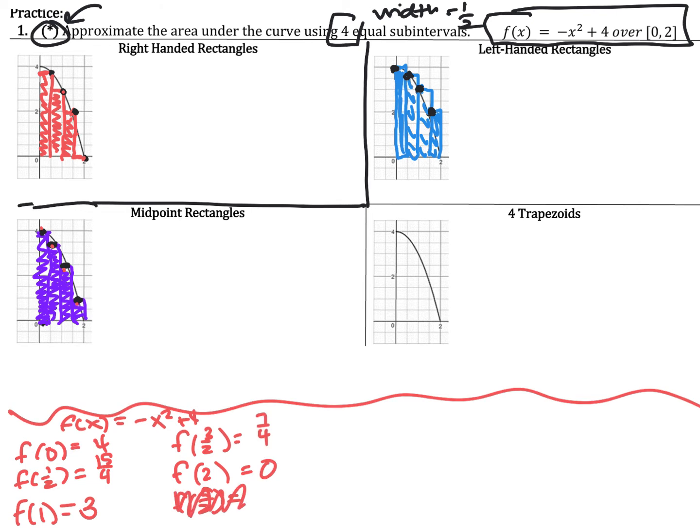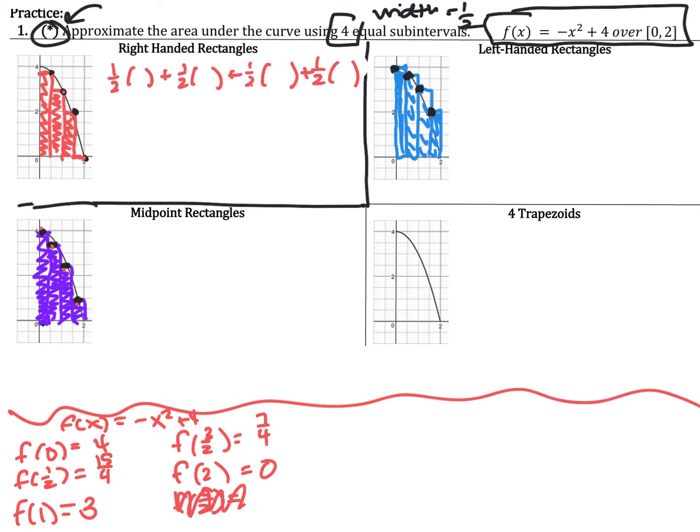So here we go. If I plug in 3/2, I'm going to end up with 7/4. If I plug in 2, I'm going to end up with 0, and I don't need 2 1/2 actually, since every single one of these graphs stops at 2. So let's look up at the right-handed rectangles. Each of our rectangles has a width of 1/2. So I'm adding together 4 rectangles, each with a width of 1/2 and a height that's being determined by the curve that we're looking at. Let's clean this up a little bit.